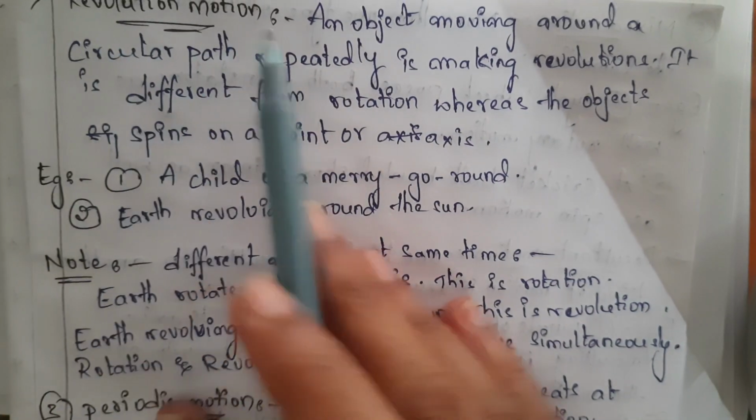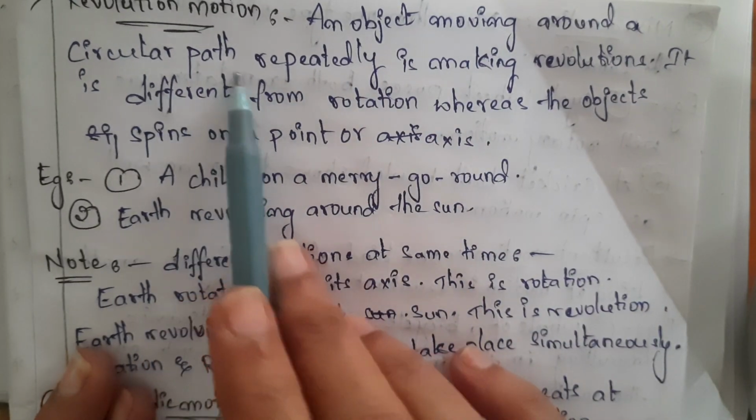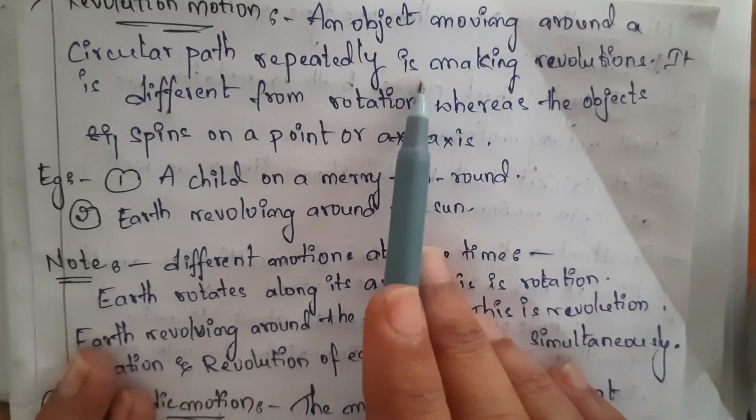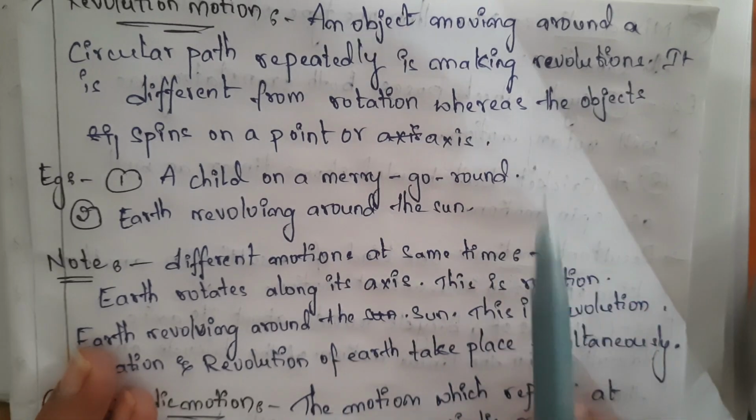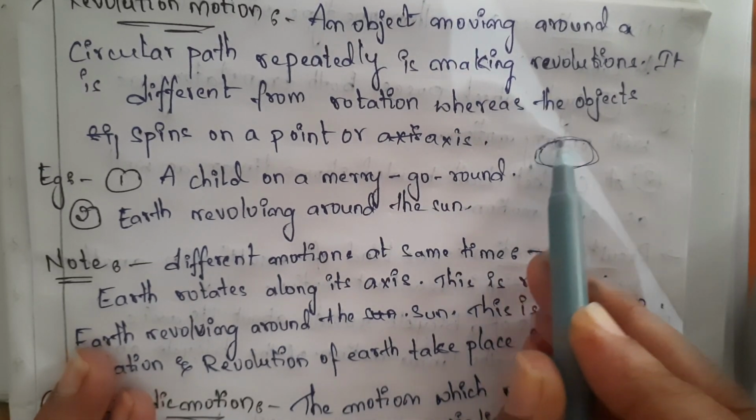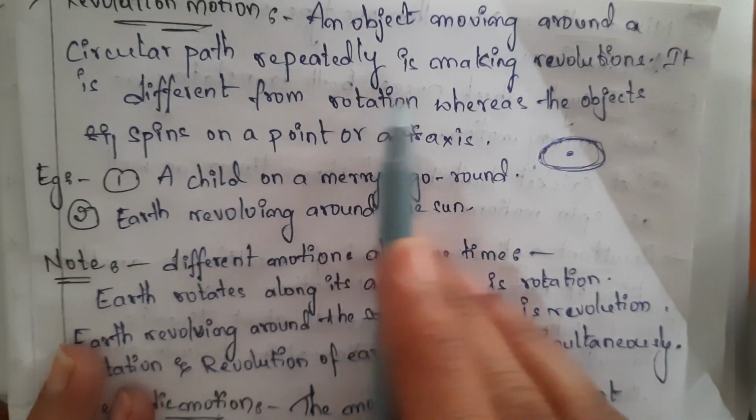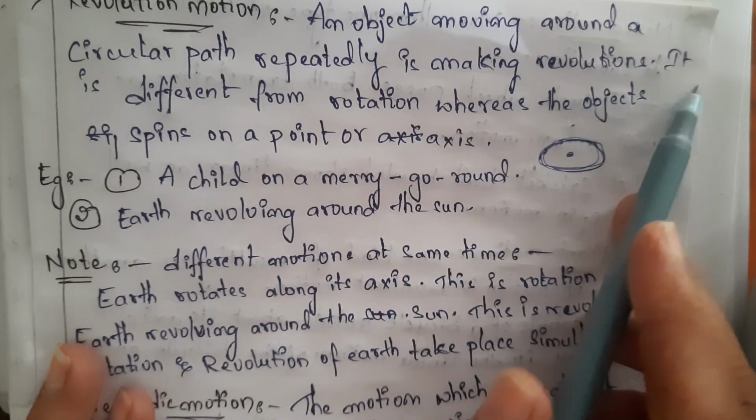Now revolution. What is revolution motion? An object moving around a circular path repeatedly is making revolution. Now here the sun is at a fixed position and earth is moving around it. Repeatedly it is moving, so it is called revolution. In a circular path, repeatedly, is making revolution.